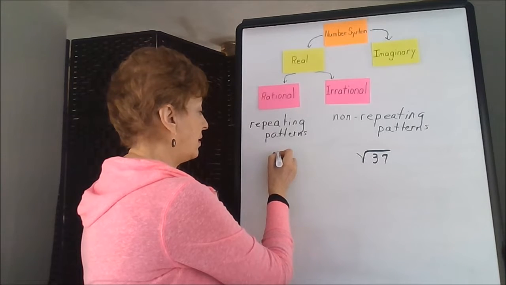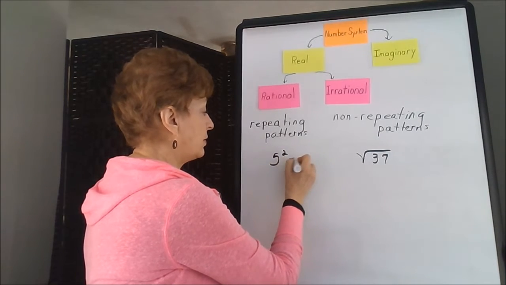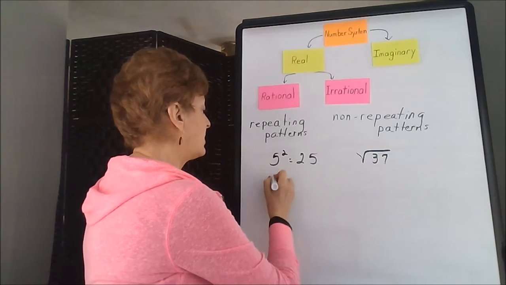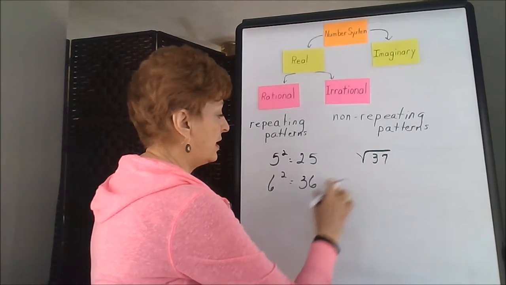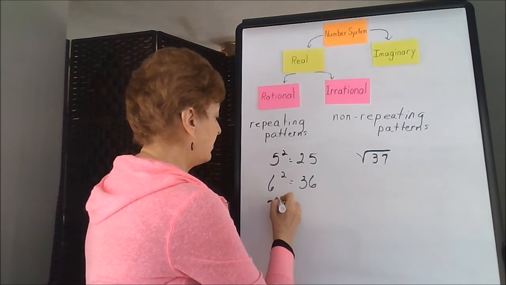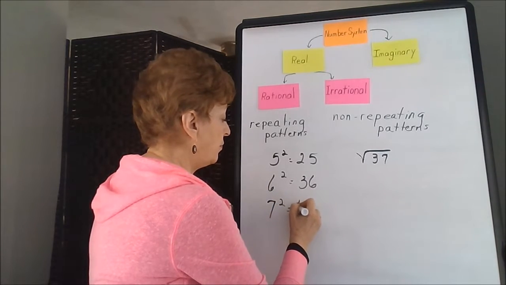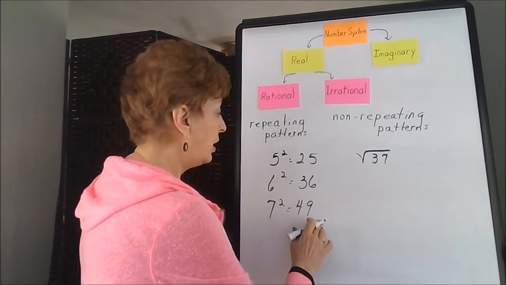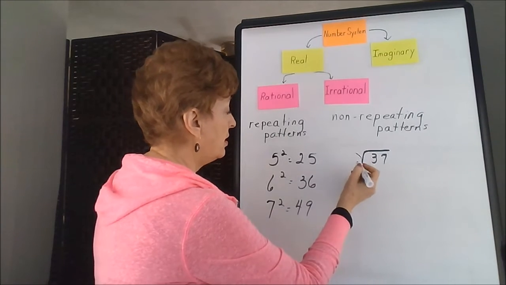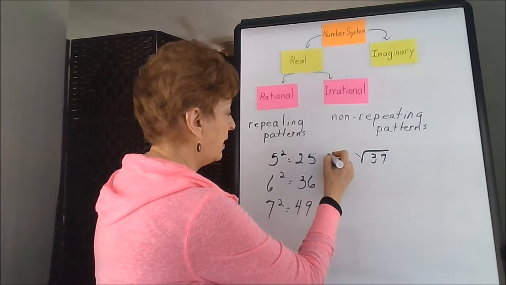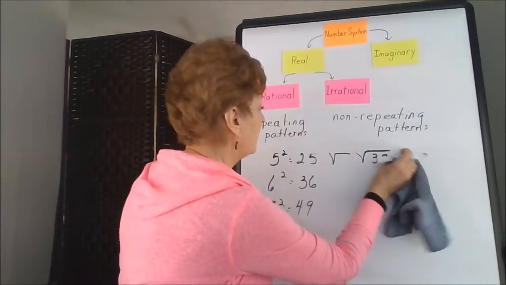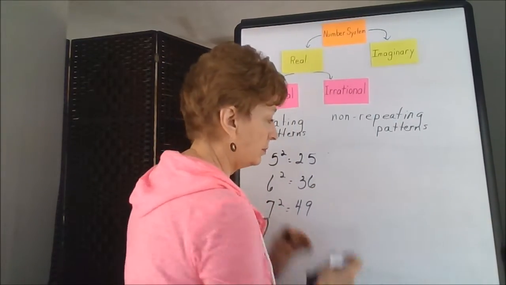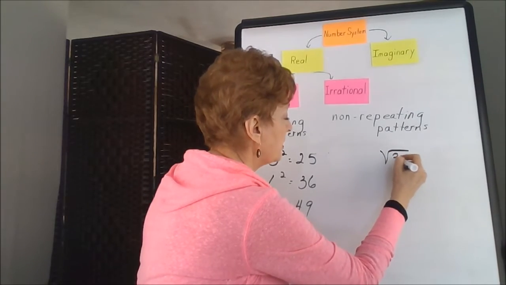So perhaps we know 5 squared is equal to 25, and 6 squared is equal to 36. That's closing in on it now. And 7 squared is equal to 49. So we can use this information. Let's see, we've got the square root of, let me give myself a little more room, the square root of 37.